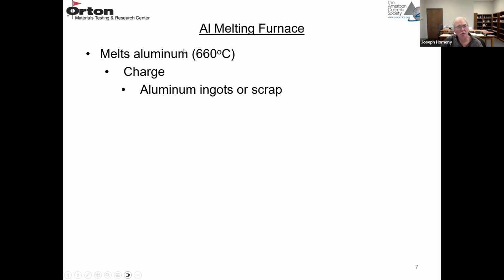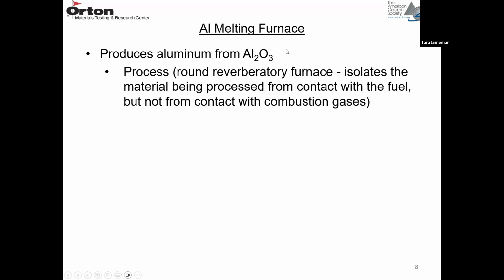There's another furnace for just remelting aluminum metal, and aluminum melts at 660 degrees C. So the charge here is simply aluminum ingots or aluminum scrap. And this is a round type furnace. It's a reverberatory furnace. So a reverberatory furnace just means it's isolating the material that you're processing from direct contact with the fuel, but it's in direct contact with combustion gases.